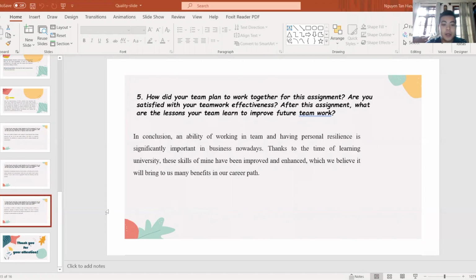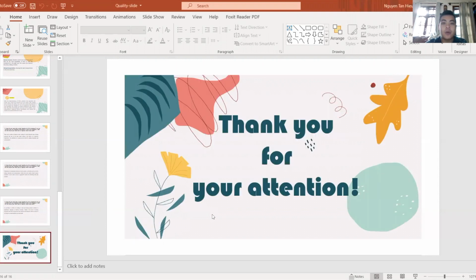In conclusion, the ability of working in a team and having personal resilience is significantly important in business nowadays. Thanks to the time of learning at university, this skill of mine has been improved and enhanced. We believe it will bring us many benefits in our career path. Thank you for your attention.